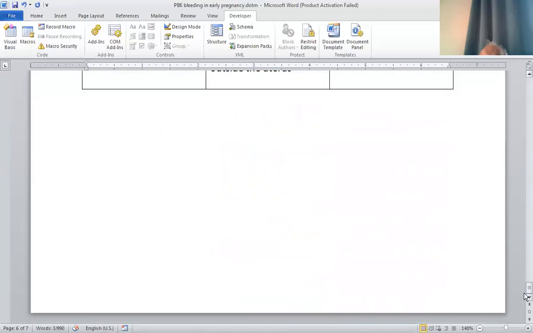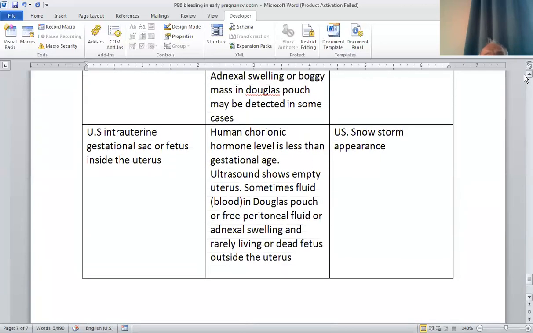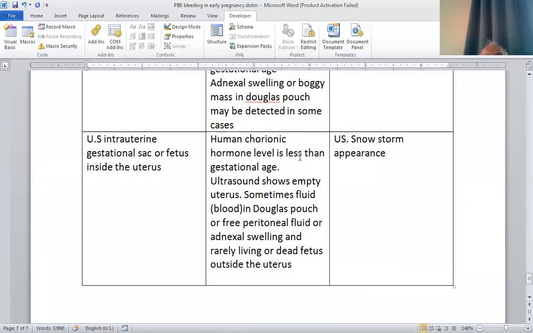And ultrasound, when the human chorionic gonadotropin is less than expected for the gestational age, the ultrasound will show an empty uterus, sometimes fluid in the Douglas pouch, or free peritoneal fluid or adnexal swelling, and rarely living or dead fetus outside the uterine cavity.